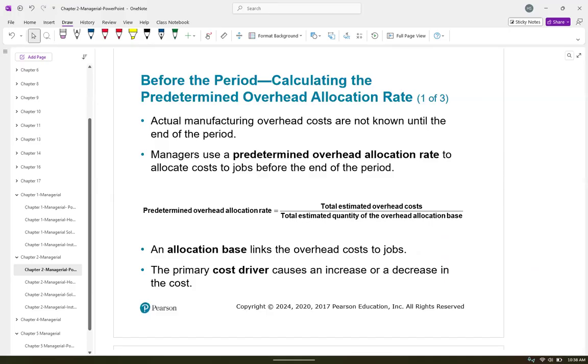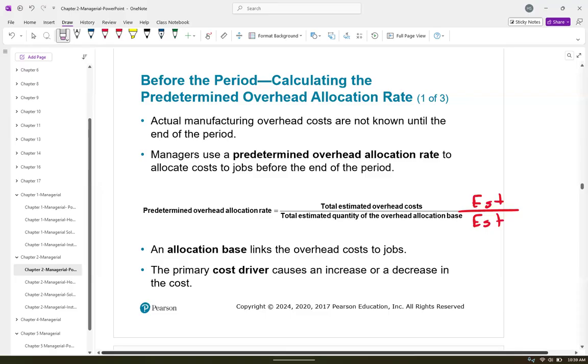So that makes it really hard for us to decide how much overhead gets applied to each job. So what we do is we come up with an estimated or predetermined overhead allocation. The one way to remember this, because they're going to throw actual cost in there and try to confuse you, you want to always divide, take an estimate over an estimate. Total estimated overhead cost divided by estimated quantity of overhead allocation.